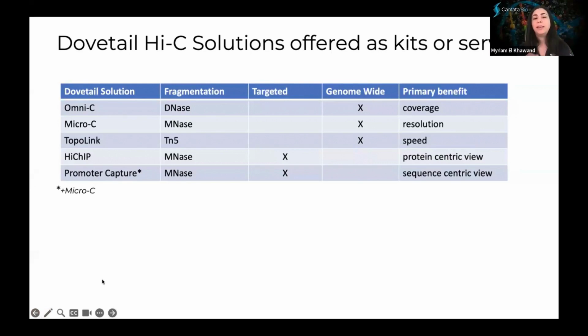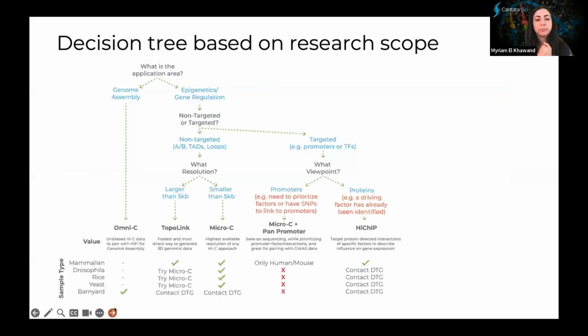So knowing that these are the assays that are available to you, how do you now make the decision with what is the assay that you're going to choose for your research? And here is where we get to this decision tree. So the first question to ask is, what is the application that you're interested in? Are you interested in a genome assembly application, or are you interested in an epigenetics gene regulation application?